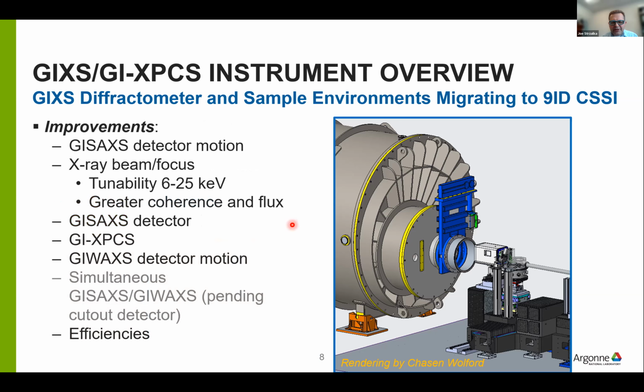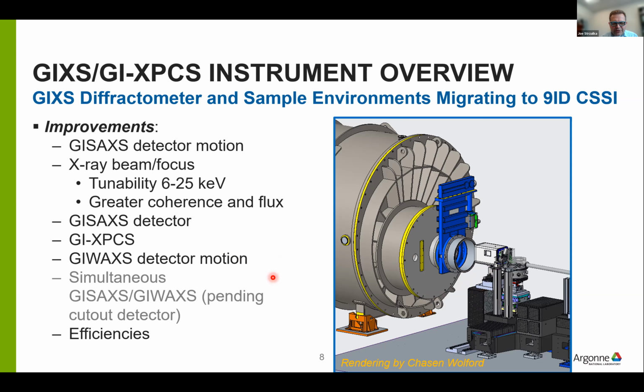And then improvements that you can expect with the new beamline will be better motion for the GISAXS detector inside this granite tube flight path. Our new beamline will be tunable. Instead of being fixed at 11 keV, we'll be able to access energies from 6 to 25 keV with, as we mentioned, greater coherence and flux and a new GISAXS detector, which will enable what we're here to talk about today, grazing-incidence XPCS. We'll also have new motion for the GIWAXS detector on this granite table for enhanced stability.